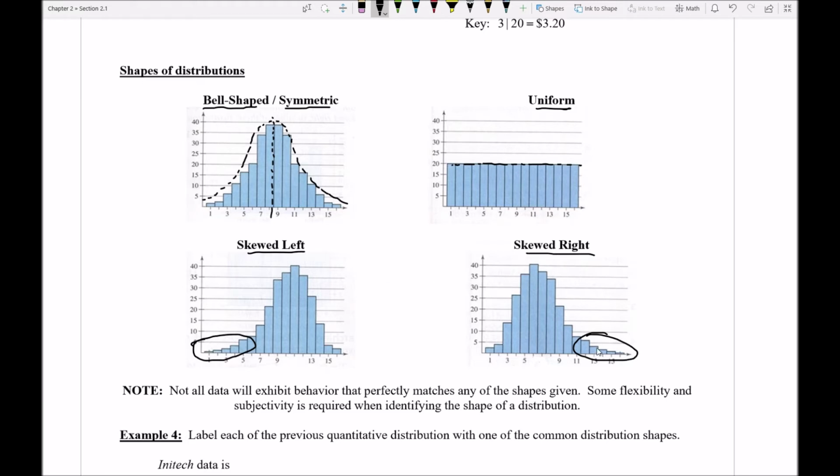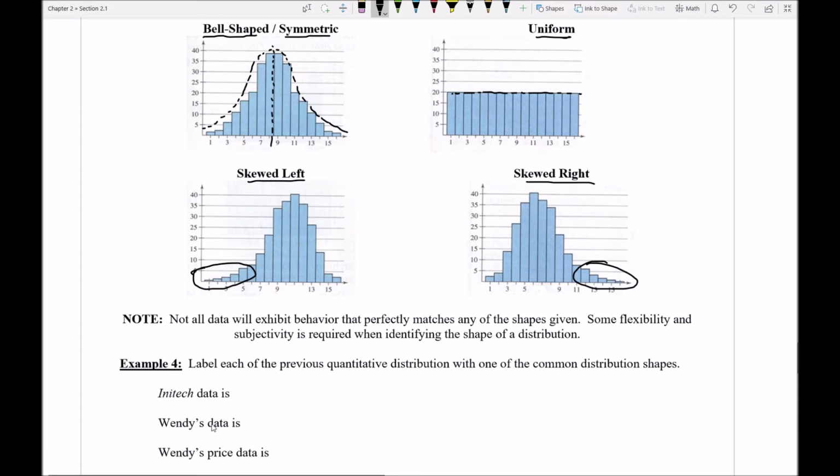Okay. Now what's really important here, what is so crucial is this note at the bottom. Not all data is going to exhibit behavior, when put into a picture, that matches perfectly one of these shapes that is given. In fact, it is very unlikely that you will come across things where all your bars are always the same height, or that you're going to have a perfectly symmetrical shaped distribution. It's not going to be the case. So, some flexibility and subjectivity is going to be required when identifying the shape of a distribution. Let's take a look down here at example 4 to see how we're going to do this.